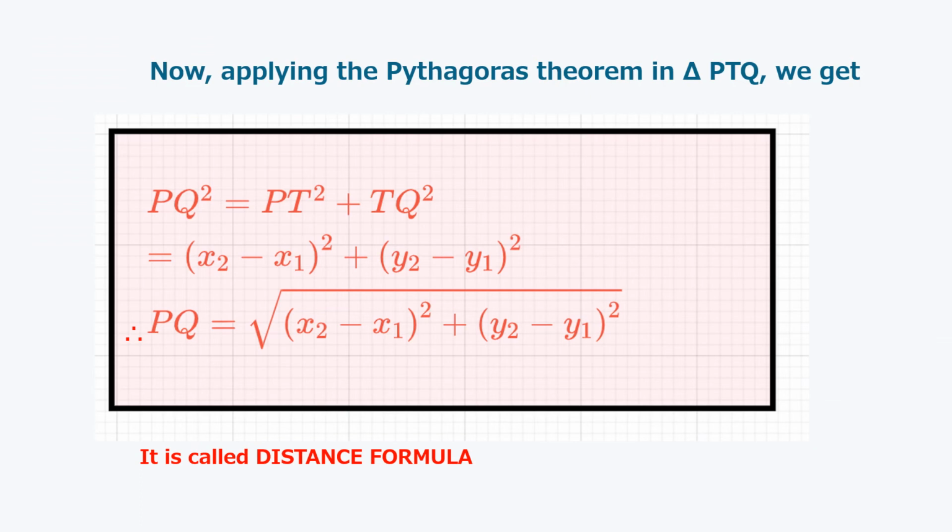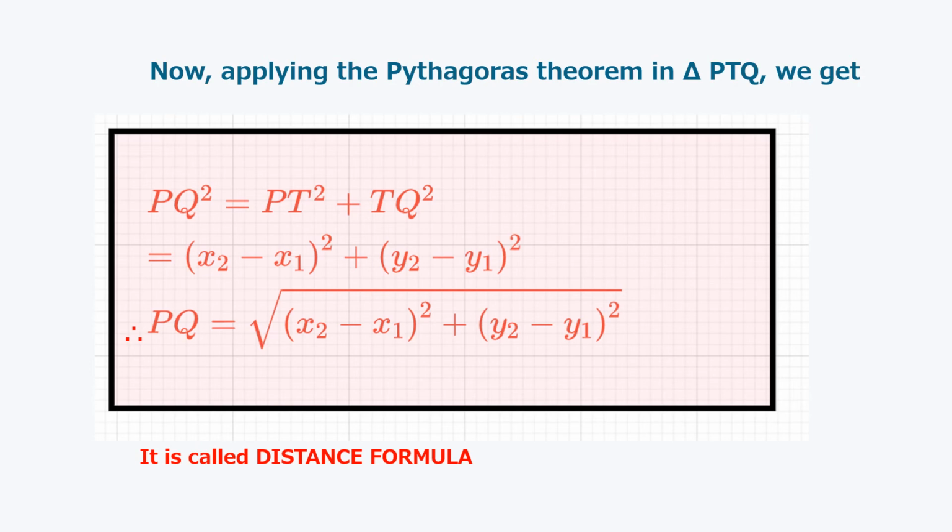Now when applying Pythagoras theorem in triangle PQT, we get PQ squared is equal to PT squared plus TQ squared. Here PT is the horizontal distance, and TQ is the vertical distance. Now applying the Pythagoras theorem, you get (x2 minus x1) whole squared plus (y2 minus y1) whole squared. (y2 minus y1) whole squared is the vertical distance, that is TQ squared.